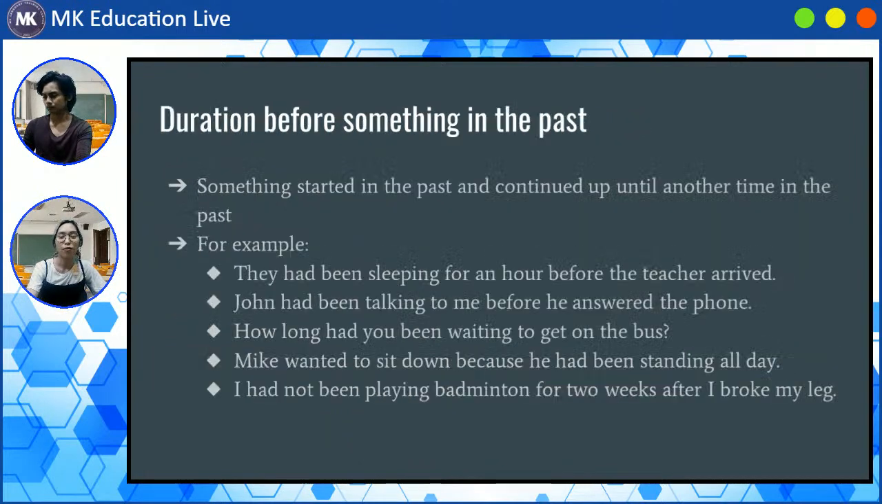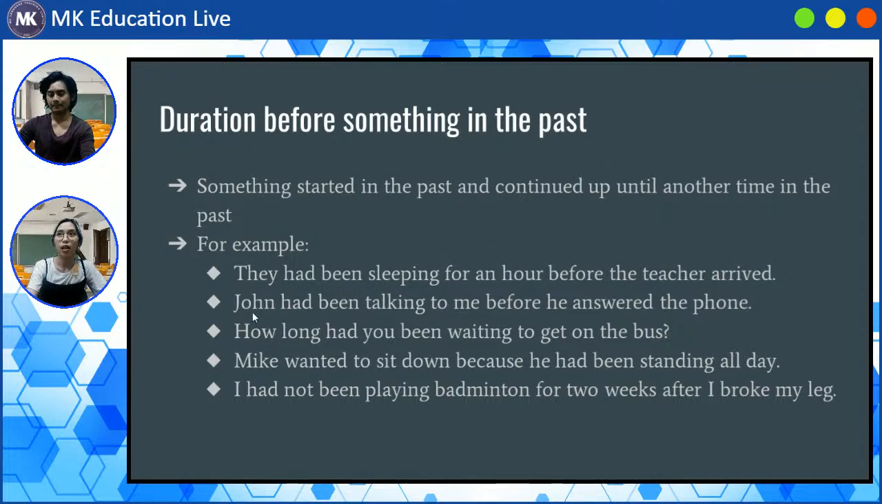Now let's have some examples. Duration before something in the past means something started in the past, and then it continued up until another time in the past. As I've said, both of these events happened in the past, but one is continuing. For example, they had been sleeping. That is your first event, and it's still continuing, right? They had been sleeping for an hour before the teacher arrived. And that is the second event, before the teacher arrived.